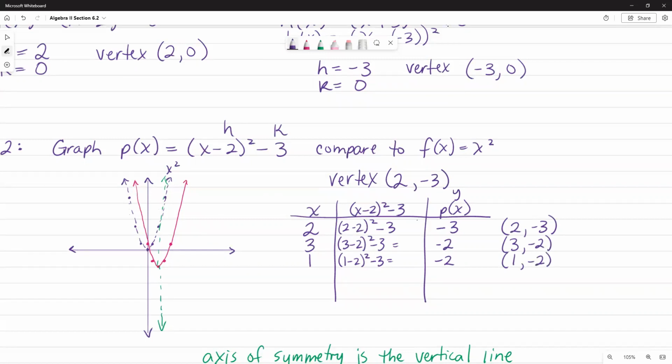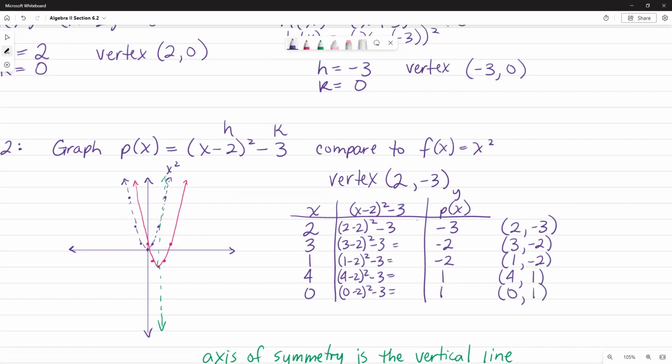And so now I went up to 3, so now I'm going to go up to 4. So 4 minus 2 squared minus 3, that's 2 squared. So 4 minus 3 is 1. So 4 and 1. And then I'm going to go down to 0. So I have 0 minus 2 squared minus 3. Oh, that's messy. So negative 2 times negative 2 is still 4. 4 minus 3 is still 1. And so I have 0 and 1.